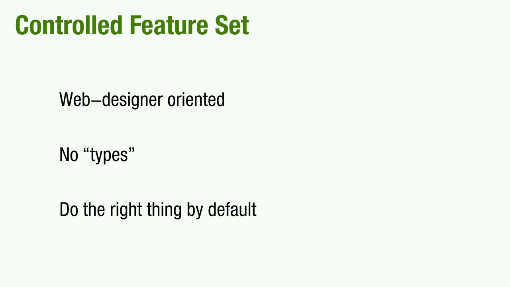So no types means that as a web designer, you should not care about the fact that the variable is an array, a PHP array, or an object, for instance, a string or an array. And I'm going to give you some examples. The first one is also very interesting because it has a big impact in terms of performance. Twig is quite fast because we actually compile, we convert your Twig template to PHP code. So it's really fast.